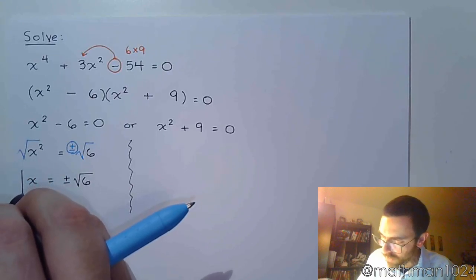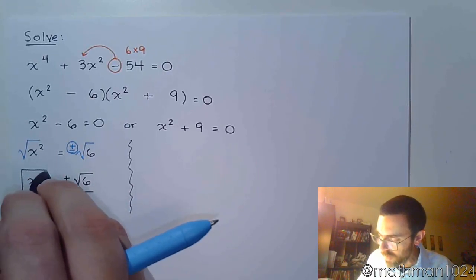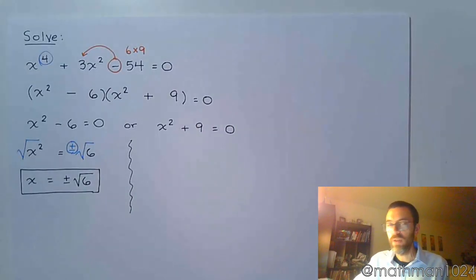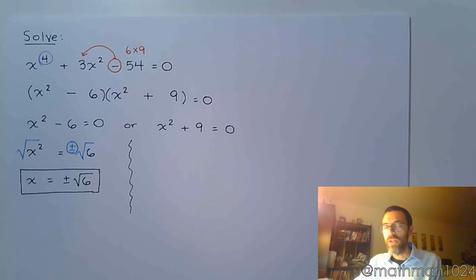So right now we have 2 solutions. At the end, we should have a total of 4 solutions. Pay attention to the degree so we know what we're supposed to have at the end.